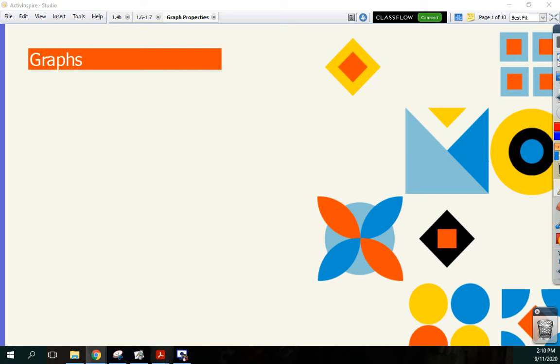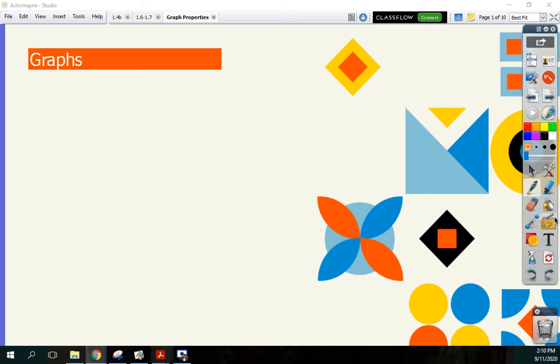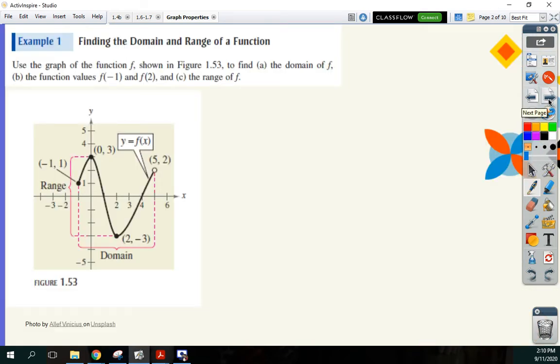So today we're going to look at our second set of notes in chapter 1, which is going to be over graphs. Now we should have seen lots of different types of graphs in the past. Today we're just going to look at some different characteristics of function graphs. In our next section we will look at specific graphs of our parent functions and how we graph given an equation. But today we're just looking at properties and characteristics.